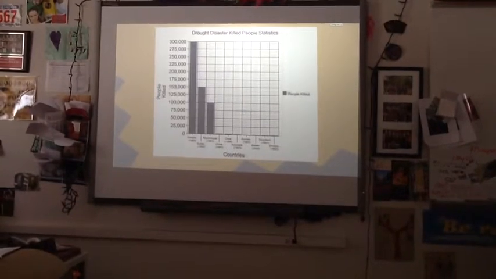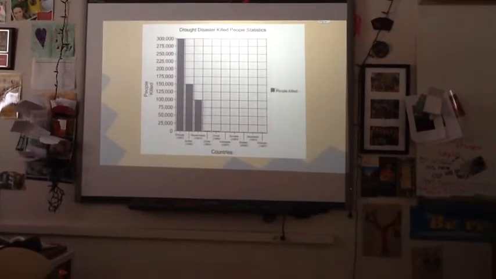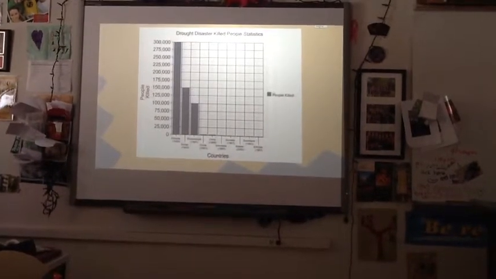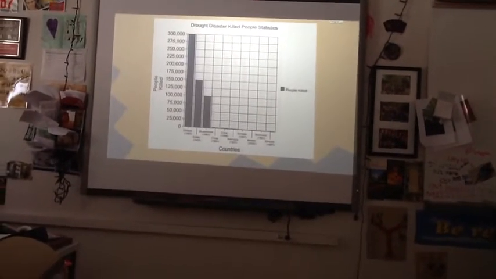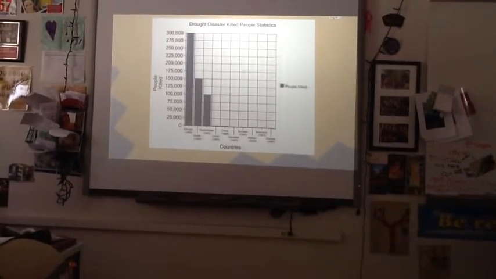This graph shows the amount of people killed in drought disasters. So Ethiopia has the highest rate in 1983.